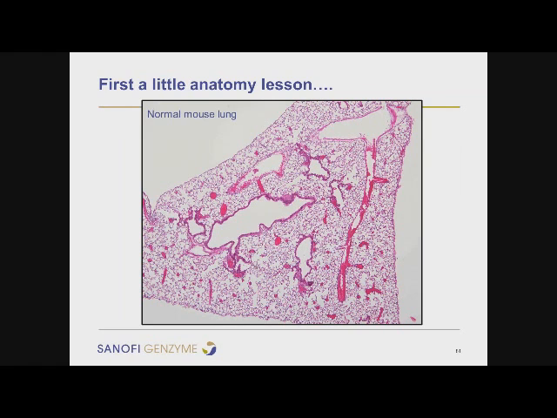So here's a normal mouse lung under the microscope, and you can see there's a lot of air spaces here, and this is where, of course, oxygen exchange occurs. This is a big blood vessel right here, and here is probably one of the big bronchioles from the mouse. But this is what you'd expect to see.